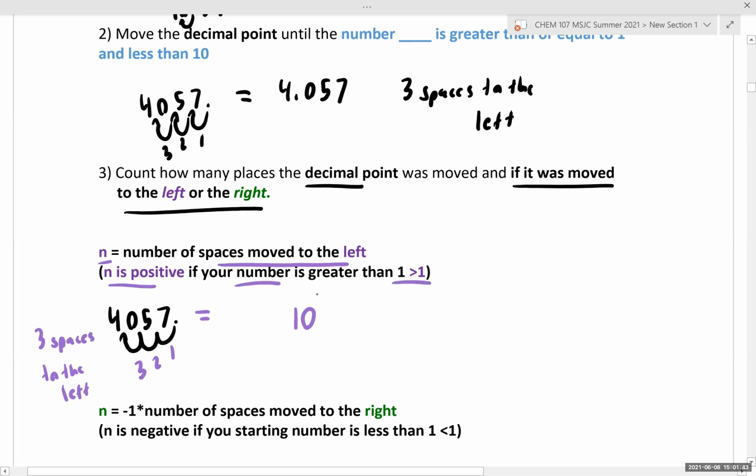So in this case, what value would we put for n? What is our exponent if we moved our decimal point 3 spaces to the left? What's the value of our exponent n? It would be positive 3, following our rules, because n is the number of spaces that we moved our decimal point to the left. That gives us 4.057 times 10 to the third.